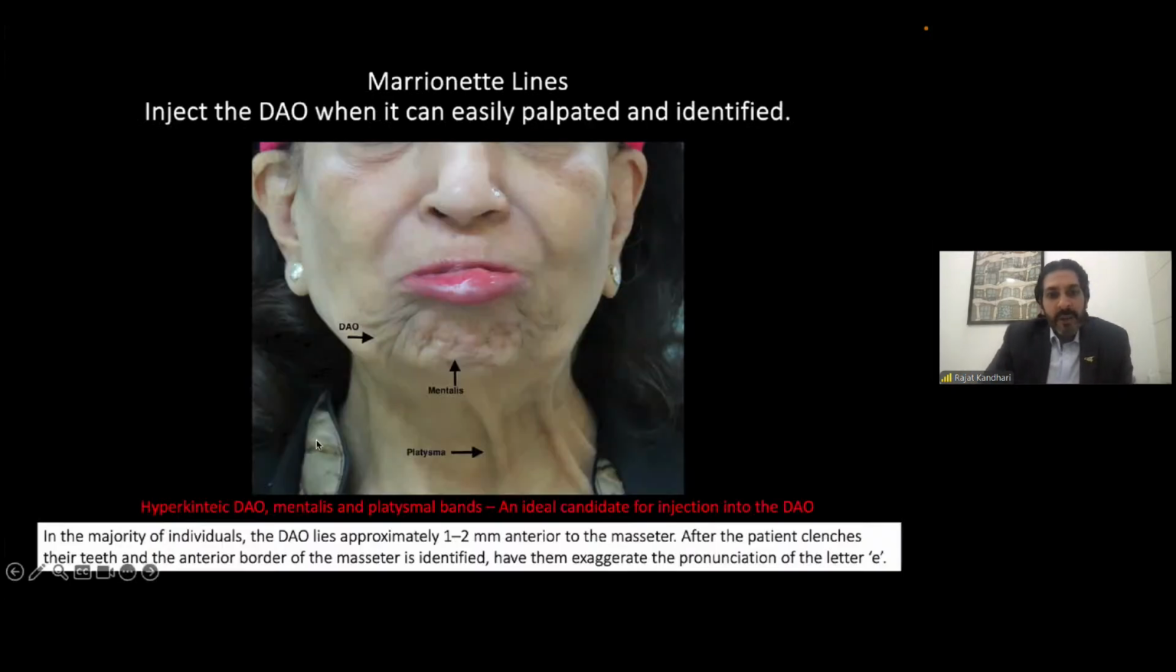In the majority of individuals, the DAO lies approximately 1 to 2 millimeters anterior to the masseter, and this is an easy way of identifying the muscles by telling the patient to evert the lower lip, or say E in an exaggerated manner for the platysma.